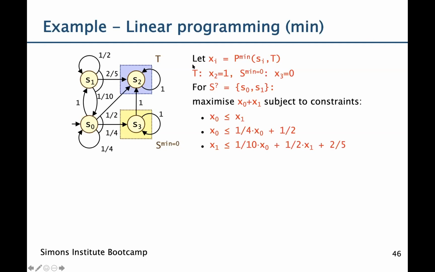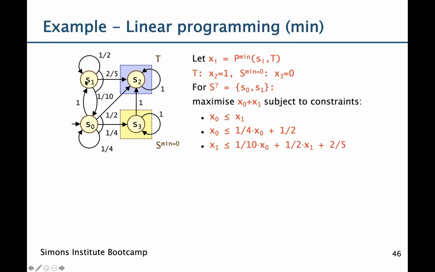So first of all, this is the target. So here we set x2 to be 1. S3, we can do this loop, and so here, the minimum probability of getting to the target is 0. So we set x3 to be 0, and then what we're left with in S question mark is x0 and x1. So we want to maximize the sum of x0 plus x1 subject to our constraints.